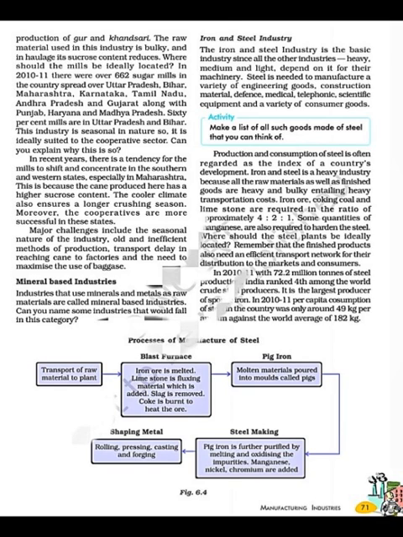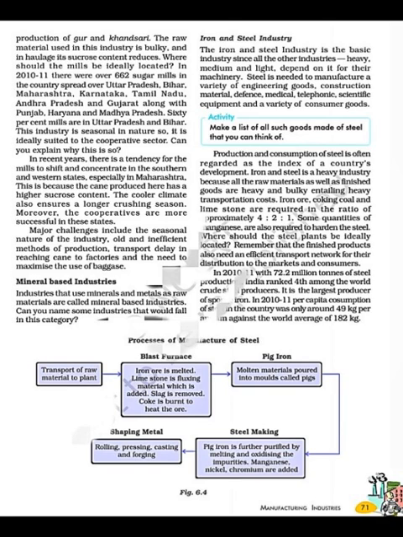Now the molten iron produced is poured into molds of different shapes, which are called pigs. So pig iron is a crude iron first obtained from the smelting furnace.